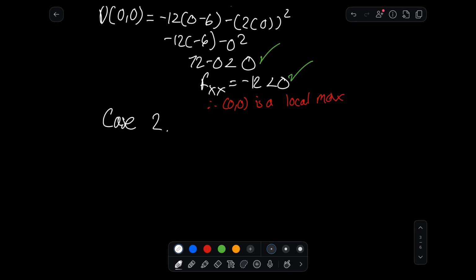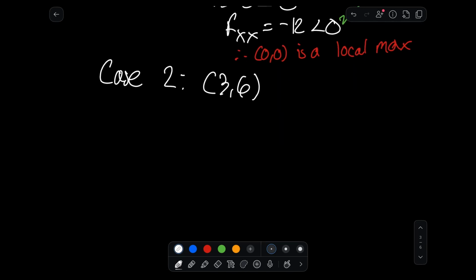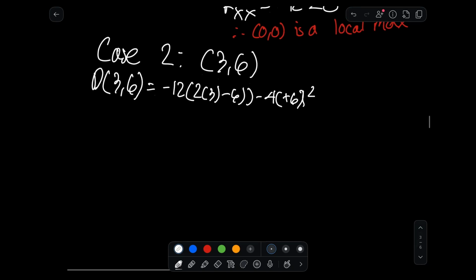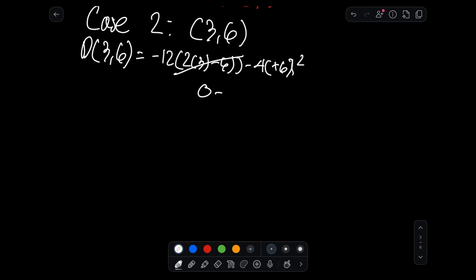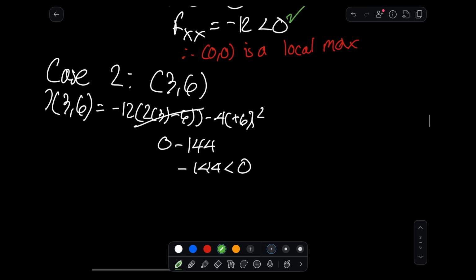Case 2, (3, 6). So it's going to be D of (3, 6) equals negative 12 times (2 times 3 minus 6) minus 4 times (positive 6) squared. I was looking at that third example real quick. Oops. This is going to go with 0. So we're going to have 0 minus 144. Negative 144 is less than 0. So that's a check for us.